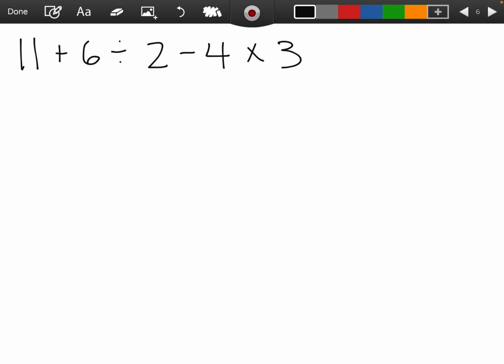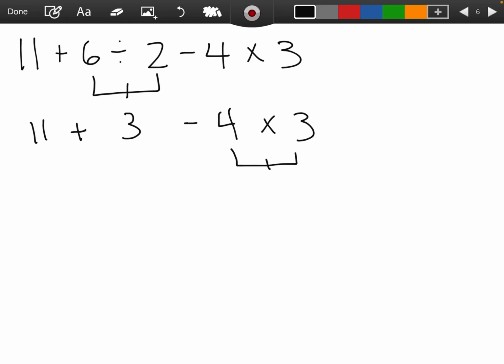So what are the two numbers being divided? 6 divided by 2 simplifies to 3. Bring down the rest of the problem. Now we have 11 plus 3 minus 4 times 3. So again, are we done with multiplication and division? No, we're not. We still have a multiplication sign, so we have to do multiplication. The two numbers being multiplied, 4 times 3 comes out to 12.